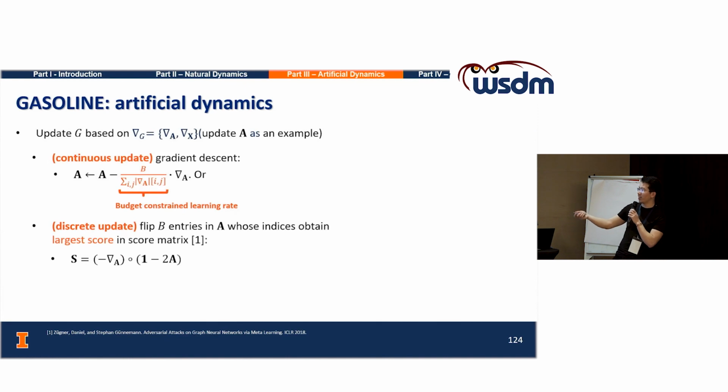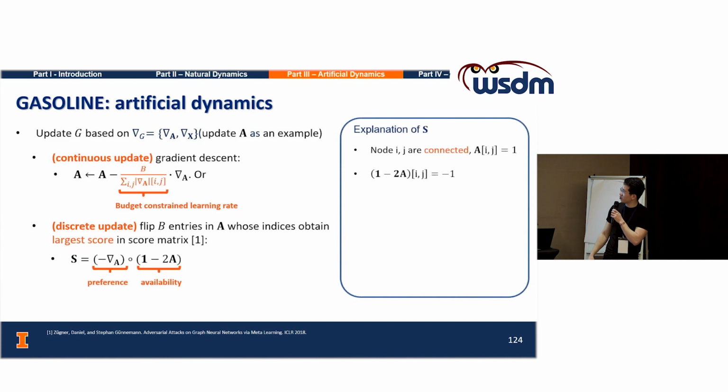we import a technique named the score matrix. The score matrix is exactly of the same shape as the adjacency matrix, and we will flip the entries in the adjacency matrix whose entries get the largest scores in the score matrix. Okay. So let's dive into some details here.